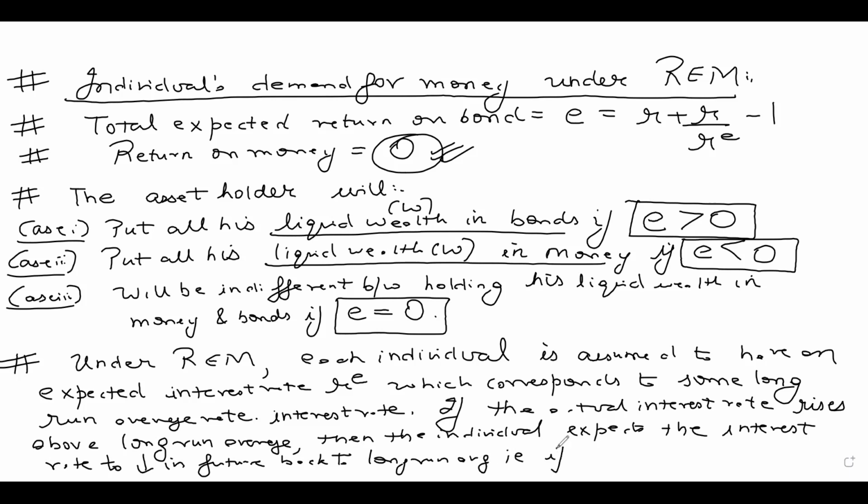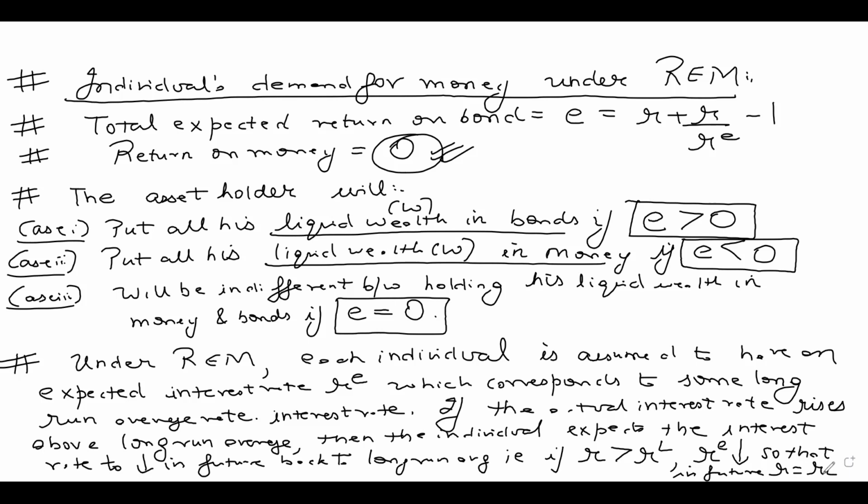Suppose I denote the long run average interest rate as RL, just for simplicity. Suppose the actual interest rate rises above the long run average, then in the future the individual is going to expect the interest rate to fall, so that in the future the actual becomes equal to the long run average. So guys, you can see that the individual has regressive expectation.